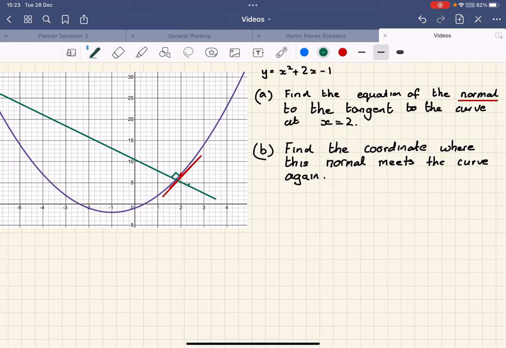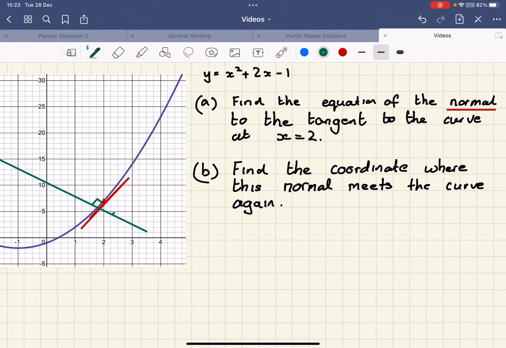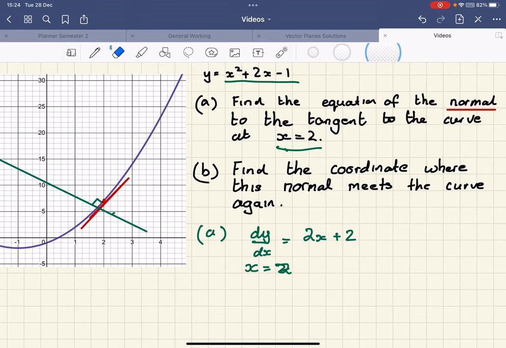So what we're going to do is we're going to find the gradient of the tangent first of all, and we're then going to make that gradient minus 1 over the gradient. So we're going to start off with taking my dy by dx. So I'm just going to differentiate the curve up here, which is 2x plus 2. I'm going to make x equal to 2 because that's the point here.